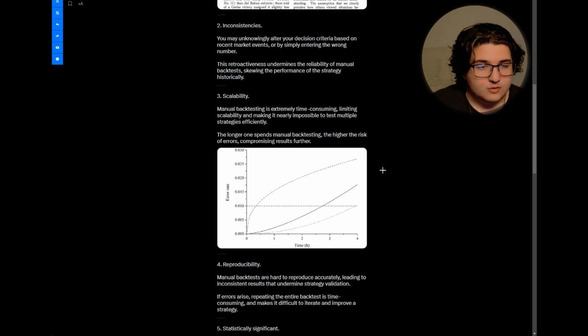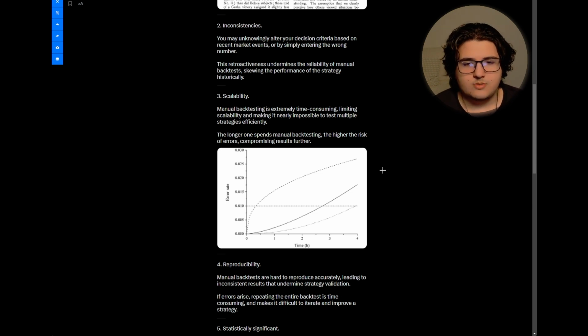So if you're backtesting 3 strategies and you're doing an 8-hour, 12-hour session, whatever, trying to do backtesting, you're going to have way more errors as it comes up to that 7 hours, 8 hours in.